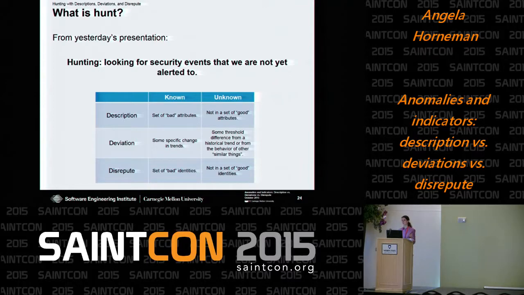Right, so we know what a standard would look like. These are the good things, and if it's not in that set, it's probably an indication that it's related to some event, not necessarily the one that we are interested in, but related to some event. So that would be a good description.